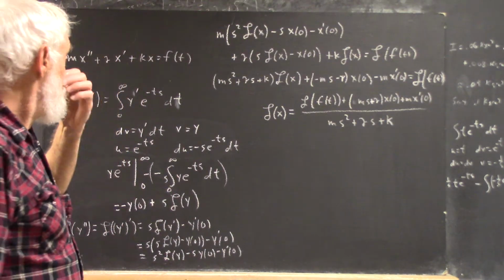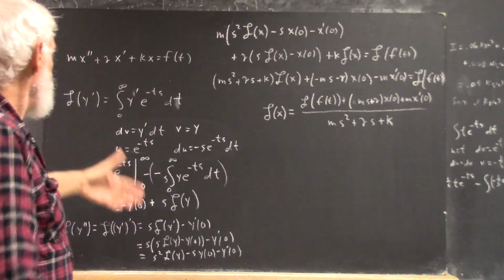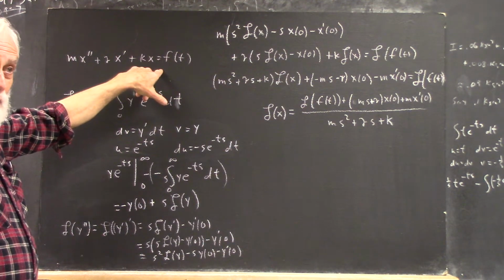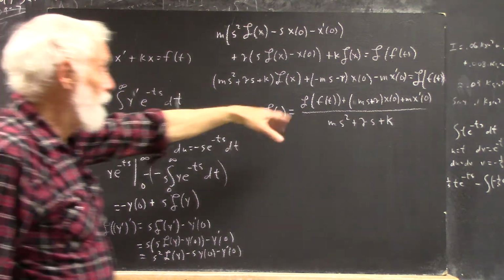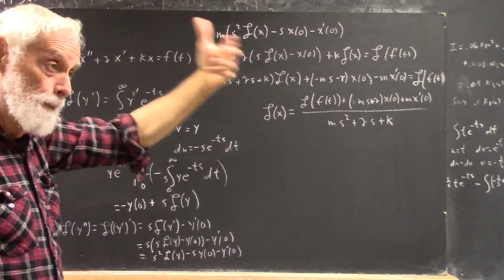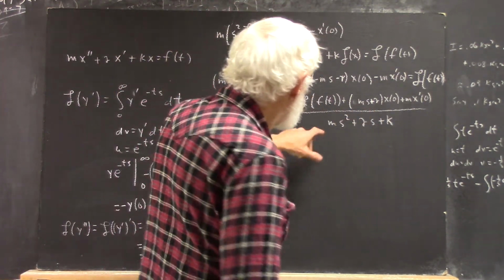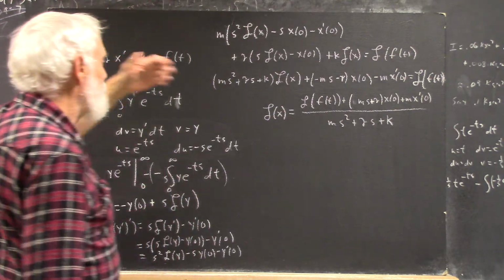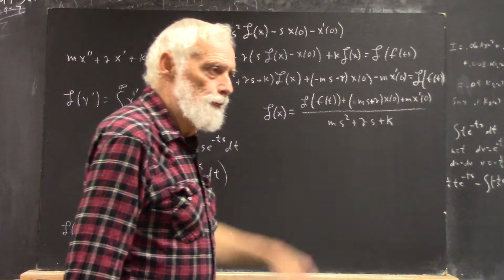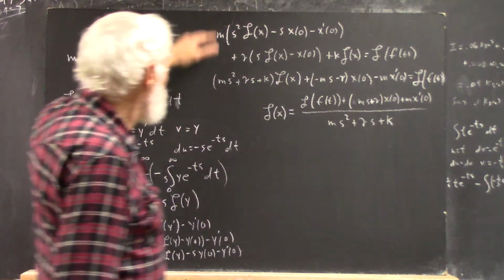And notice that this ms squared plus gamma s plus k is just what you get for the characteristic equation of this left-hand side, right? Except we got an s instead of an r, but your characteristic equation here would be mr squared plus gamma r plus k equals 0, okay? So that comes out of it, and understanding why that mimic of the characteristic equation comes out of this process, so that when you do this, you get it.